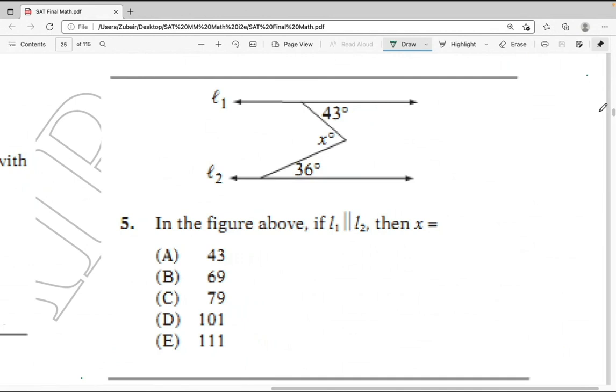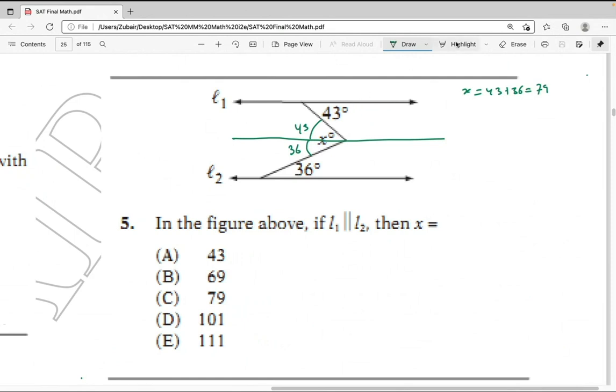I don't know why it took me so long. Isn't it just 36 plus 79? Because it's the Z. Let's discuss a few approaches. One is that we can see this 43 comes right here as an alternate angle, and this 36 comes right here as an alternate angle. So one approach could be that x is equal to 43 plus 36.